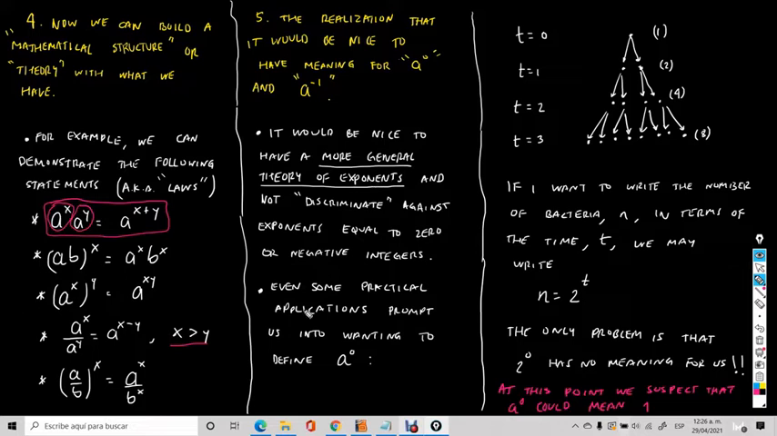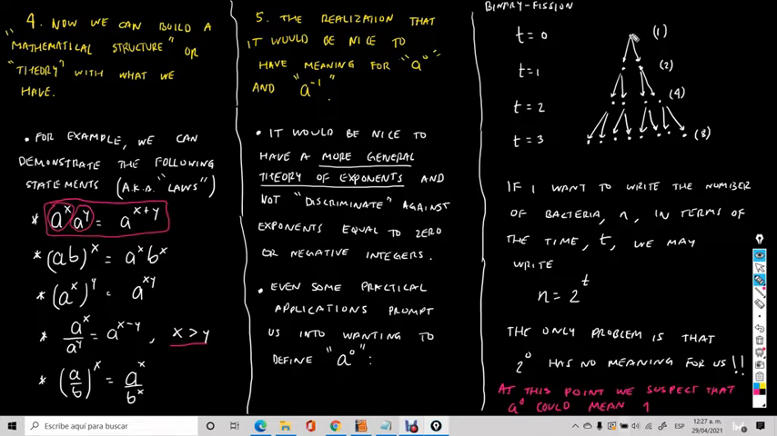integers as exponents. And the second thing, guys, and I think this is even more meaningful, is that even some practical applications lead us into wanting to define this symbol, a to the 0. What practical applications am I talking about? You must remember that we have already dealt with this idea of the binary fission by bacteria, right? And at some point we performed this problem, something like this.